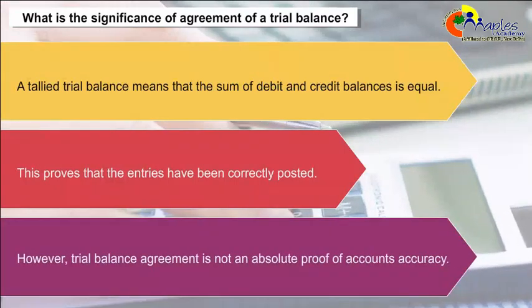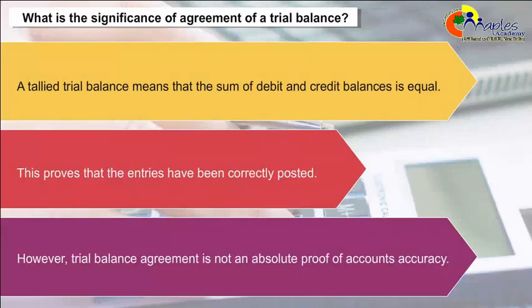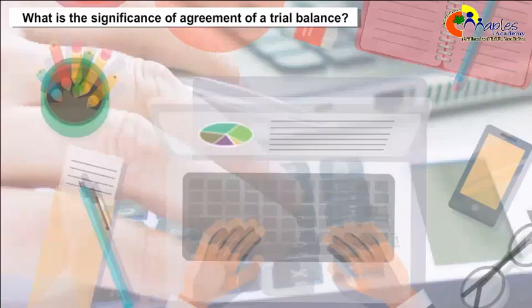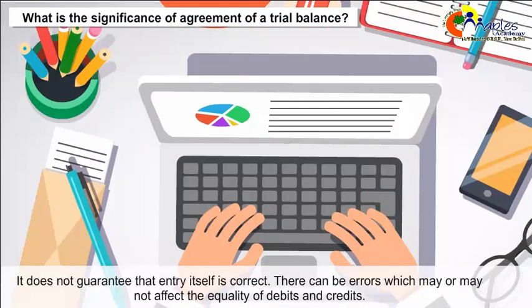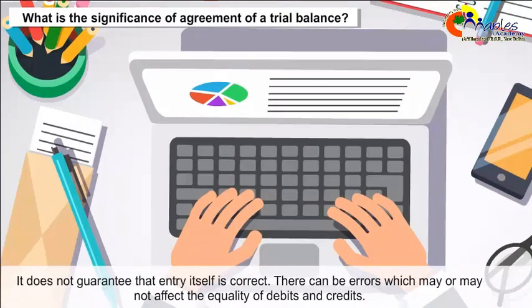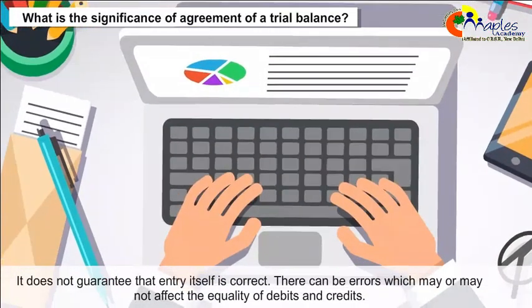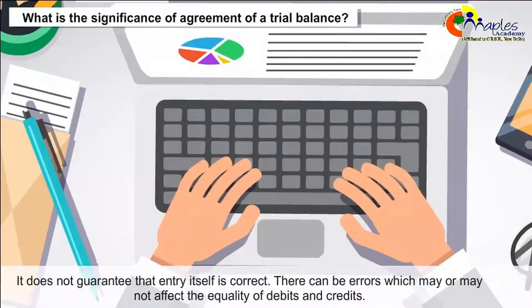However, trial balance agreement is not an absolute proof of accounts' accuracy. It does not guarantee that the entry itself is correct. There can be errors which may or may not affect the equality of debits and credits.